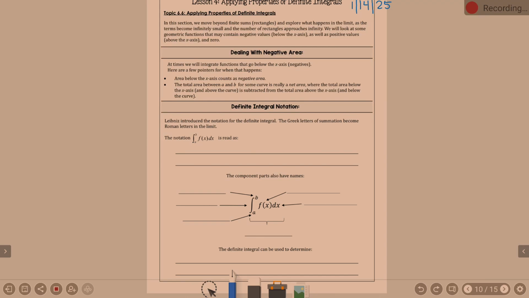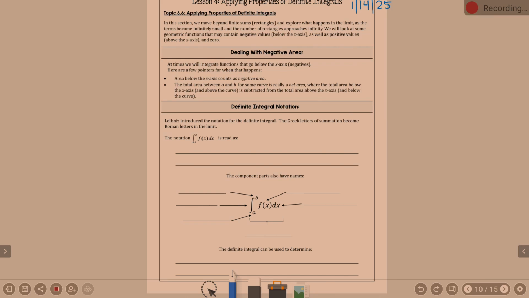Notice it says in this section, we move beyond finite sums or just rectangles and explore what happens in the limit as terms become infinitely small and the number of rectangles approaches infinity. We'll look at some geometric functions that may contain negative values below the x-axis, as well as positive values above the x-axis and 0. We've already dealt with negative area, but it mentions here dealing with negative area.